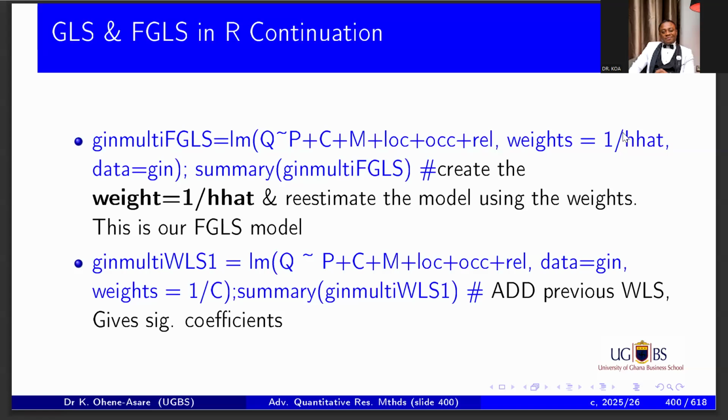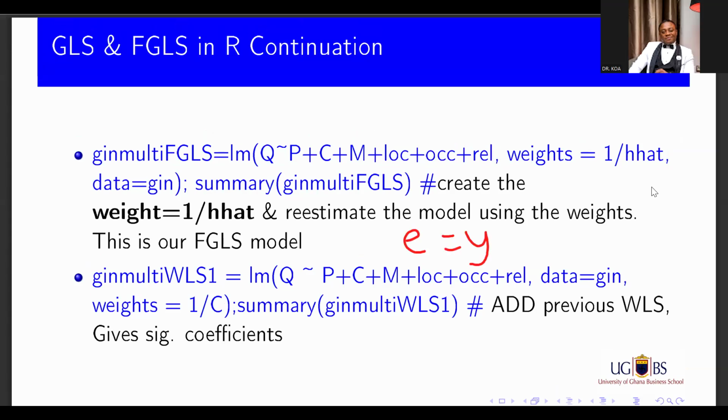So I've changed it. Here, what I'm using is the fitted value, that value from which you got the residuals. So watch it. The residuals are equal to the actual minus the predicted, or the fitted. Now it is this fitted that you are using to replace that. And that will give you the feasible GLS.